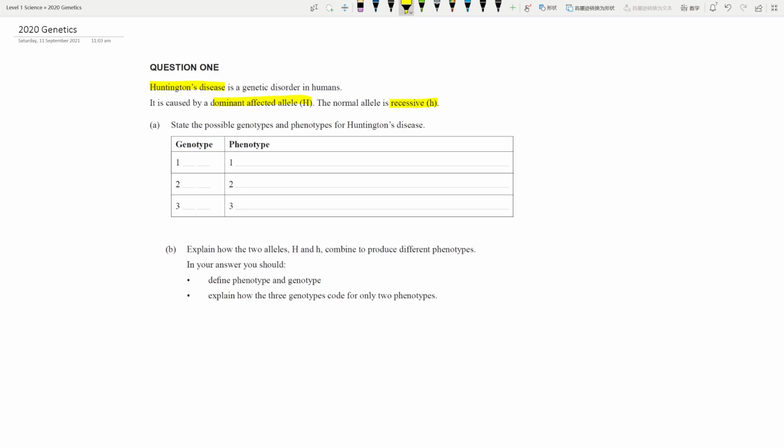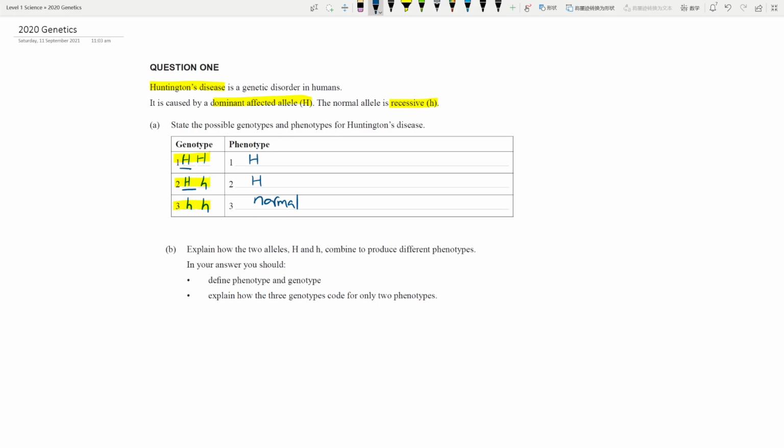So this is pretty easy. What are the possible genotypes? You have capital H capital H, capital H small h, and small h small h. The top one is homozygous dominant, the middle one is heterozygous, and this one here is homozygous recessive. For the phenotype, this one will have Huntington's disease, this one will have Huntington's disease, and this person is going to be normal.